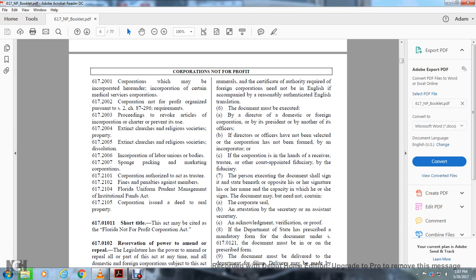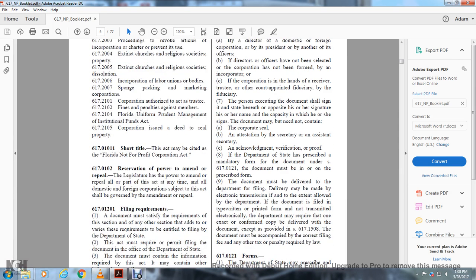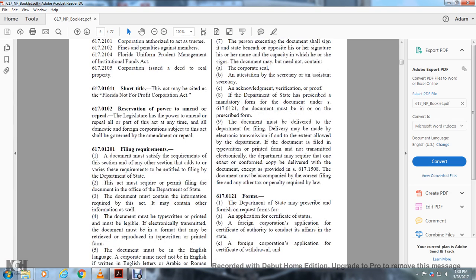If the Department of State has prescribed a mandatory form for the document under Statute 617.0121, the document must be in or on the prescribed form. The document must be delivered to the Department for filing. The delivery may be made by electronic transmission if the Department can stamp it filed. If the document is typewritten or printed but not transmitted electronically, the Department may require that one exact or conformed copy be delivered with the document, except as provided in Statute 617.1508. The document must be accompanied by the correct fee and any other tax, penalty, or fee required by law.